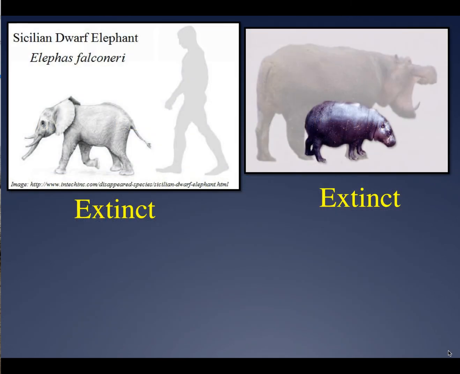Here's an example of some of the miniaturized hippos and elephants that we have found on islands before. So this is showing you, imagine a full-grown elephant that size. And imagine a little baby hippo like this. And there are pygmy hippos.